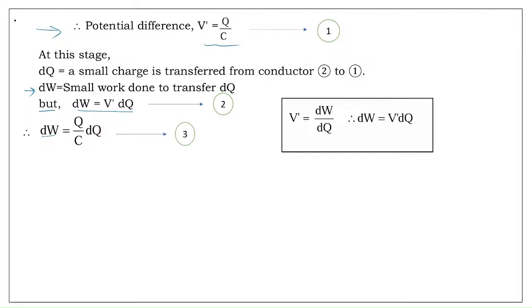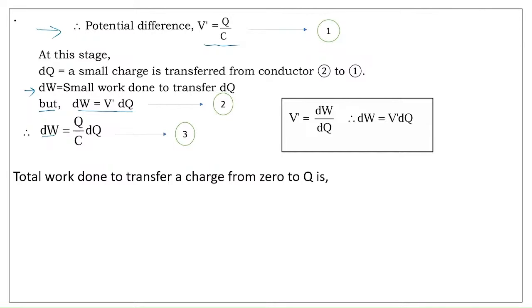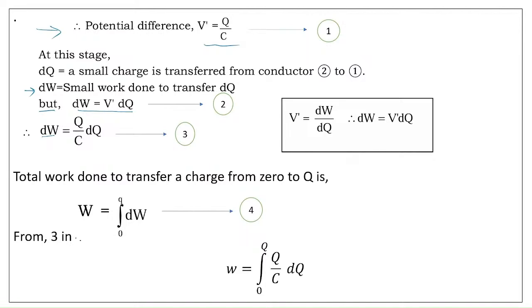Mark as equation 3. Total work done to transfer a charge from 0 to Q is W is equal to integration from 0 to Q of dw. Mark as equation 4. From equation 3 in 4 we get W is equal to integration from 0 to Q of q by C into dq. Therefore, on taking 1 by C common, we get W is equal to 1 by C, integration from 0 to Q of q dq.